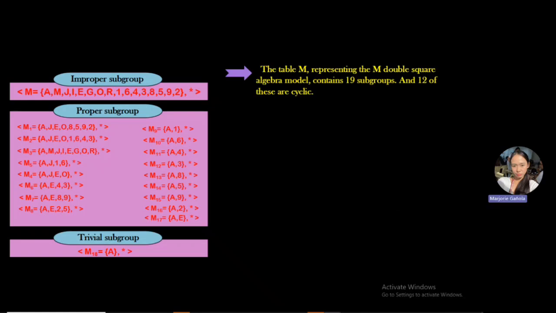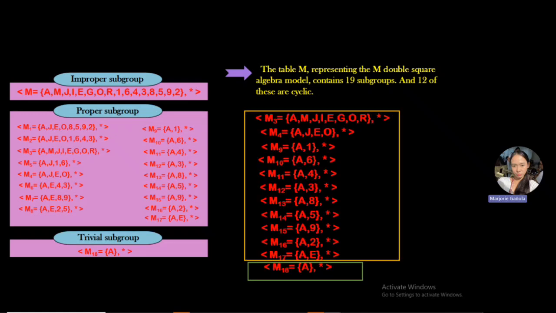And the table M representing the M double square algebra model contains 19 subgroups and 12 of them are cyclic. So here are the cyclic subgroups that we have proved. We have 11 proper subgroups and 1 trivial subgroup.